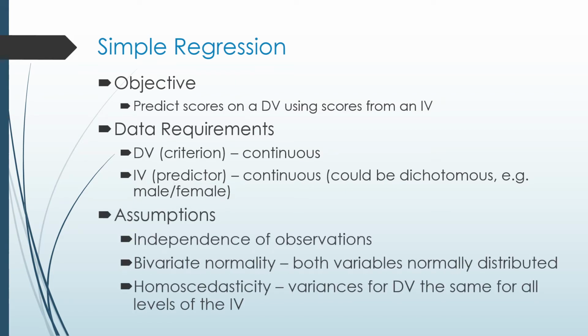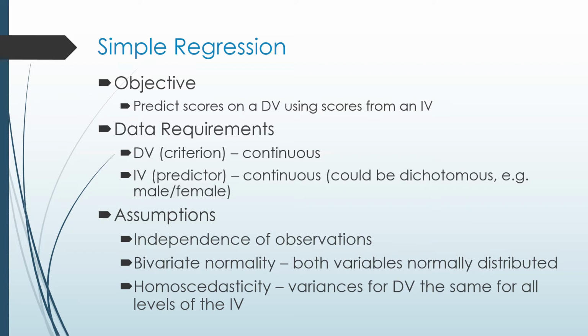All right, and then finally we've got three main assumptions for simple regression. The first one is that there's independence of observations. We seem to always have that one, that the individual participants don't really influence each other in any way, or they're not related to each other in any way, but each set of data points represents independent individuals.